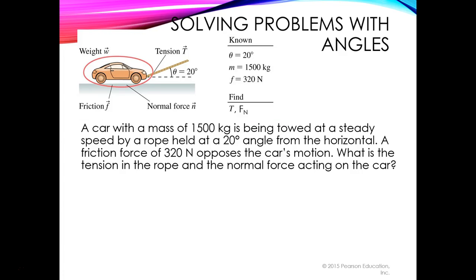Okay, so let's talk about solving problems with forces at an angle. A lot of times, forces at an angle include some sort of tension force. Let's say we have a car with a mass of 1,500 kilograms being towed at a steady speed by a rope held at a 20-degree angle from the horizontal. A frictional force of 320 newtons opposes the car's motion. What is the tension in the rope, and what is the normal force acting upon the car?